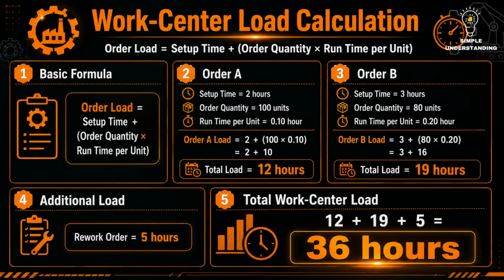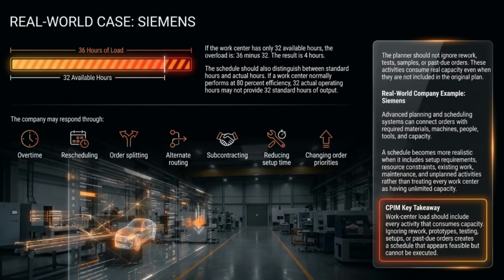There is also a rework order requiring 5 hours. Total work center load is 12 plus 19 plus 5. The result is 36 hours. If the work center has only 32 available hours, the overload is 36 minus 32. The result is 4 hours. The company may respond through overtime, rescheduling, order splitting, alternate routing, subcontracting, reducing setup time, changing order priorities.